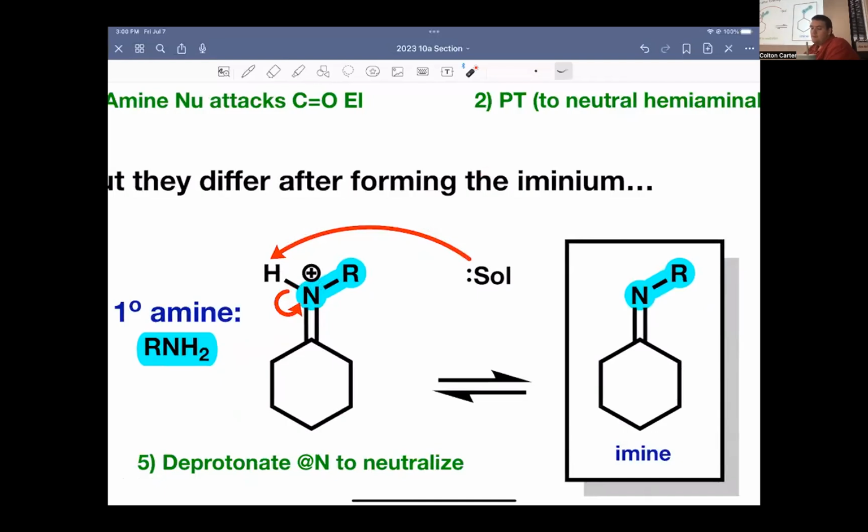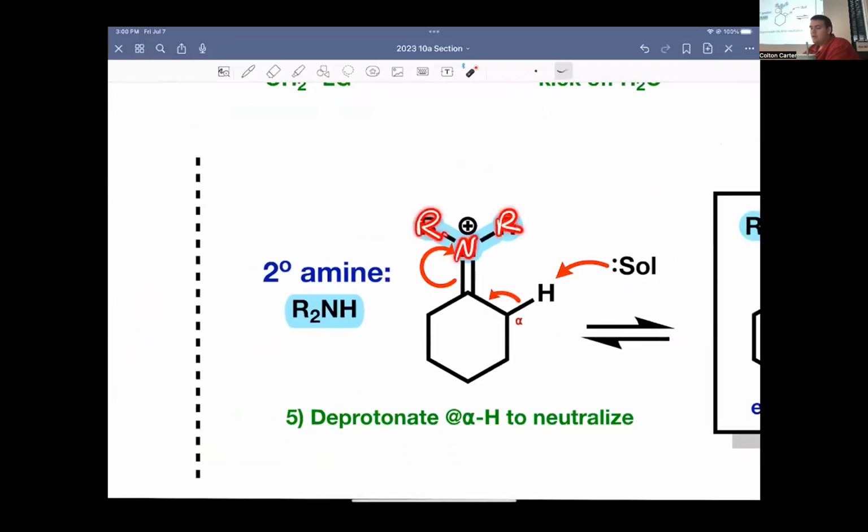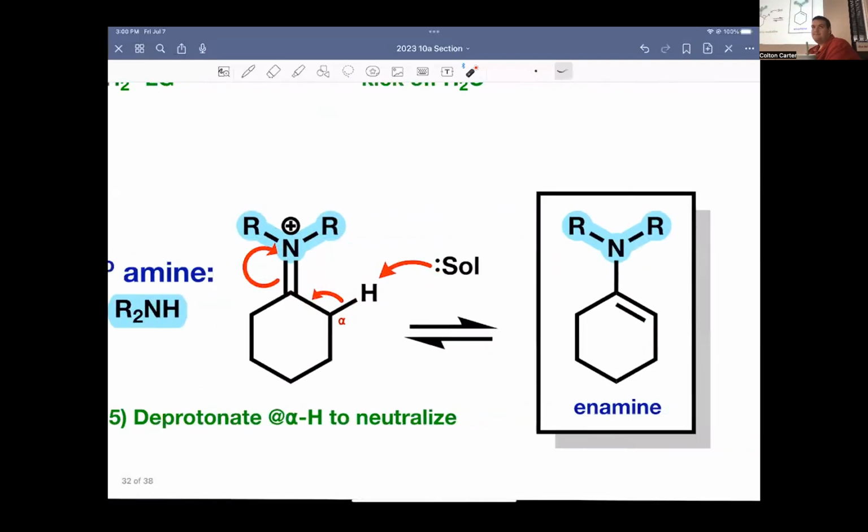However, if we had a secondary amine attack, this nitrogen is attached to 2 R groups. And so all we have are carbon nitrogen bonds, and those are much harder to break than a CH bond or an NH bond. And so what we're going to do is go to the neighbor one over, which is the alpha position, and deprotonate at the alpha position. When we take this H, these electrons are going to form a carbon-carbon double bond, which frees these electrons up to go up to the nitrogen. And just like that, we make an enamine.